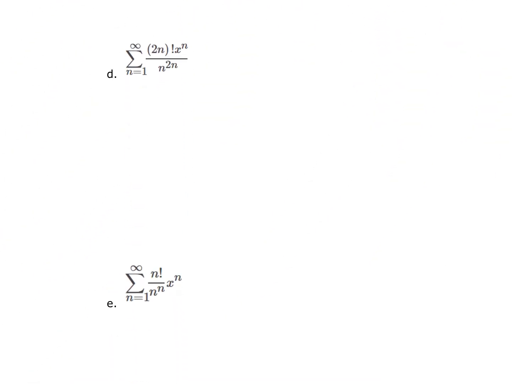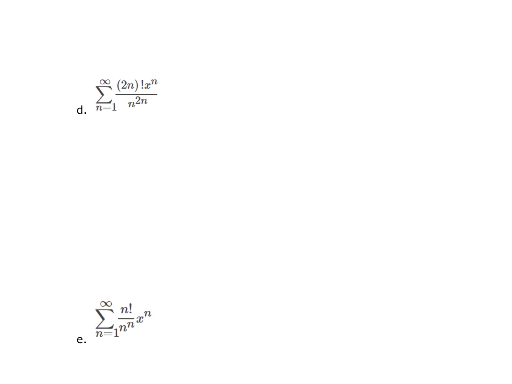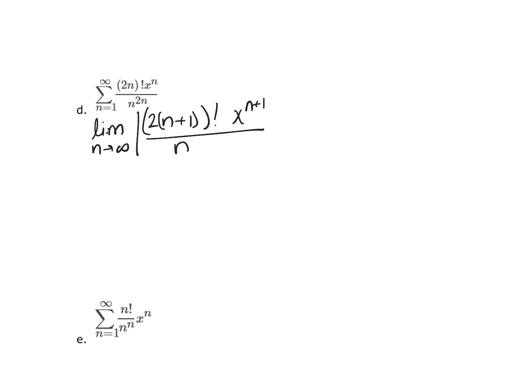Take a look at the next two examples. I have two more examples to do. The limit as n goes to infinity of the absolute value of 2n plus 1 factorial x to the n plus 1 over n plus 1 raised to the 2n plus 1, multiplied by the reciprocal, so n to the 2n over 2n factorial x to the n. I'm going to have to do some algebraic cleanup. We'll start with this part.